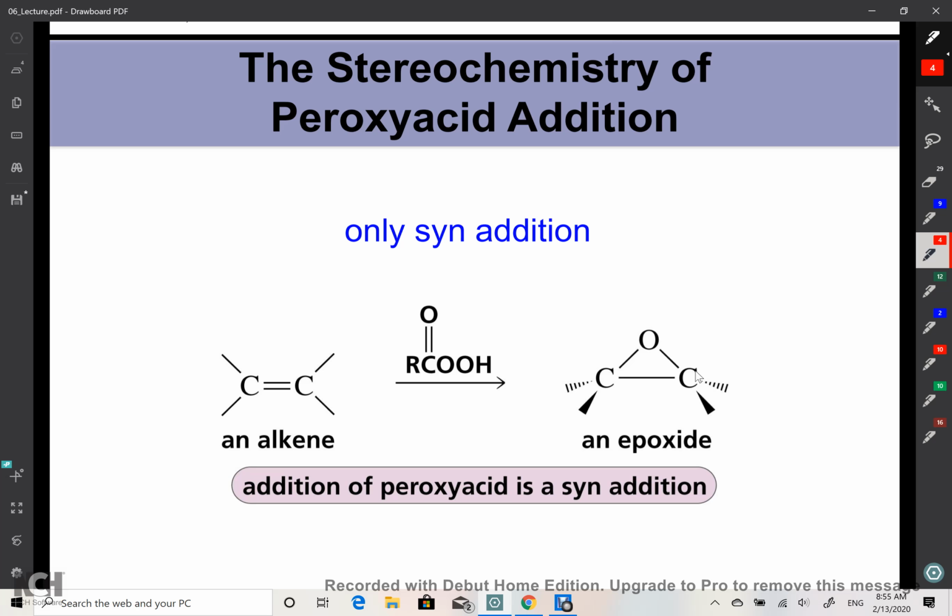You look at your product and you say, okay, I have created two chiral centers. Are the two chiral centers exactly the same? Do they have exactly the same type of substituent? If the answer is yes, then you will tell me that this product is meso. If the answer is no, then this product is not meso. Does that make sense?